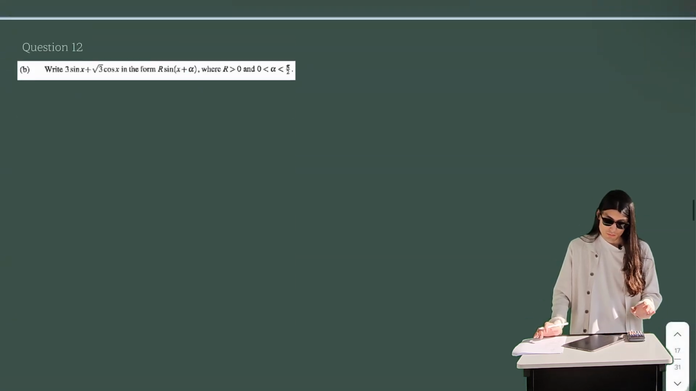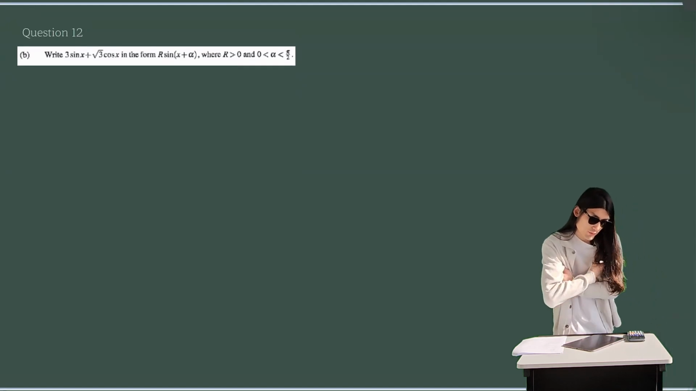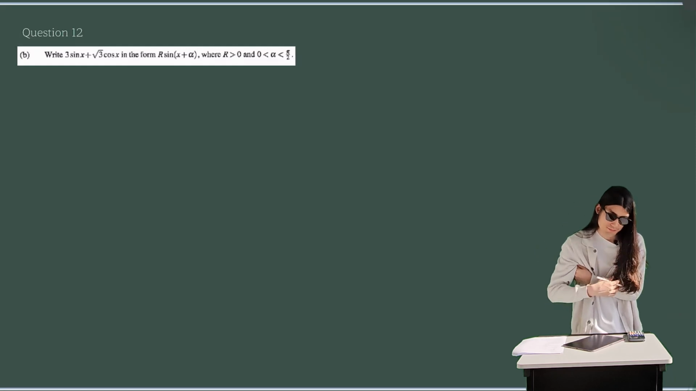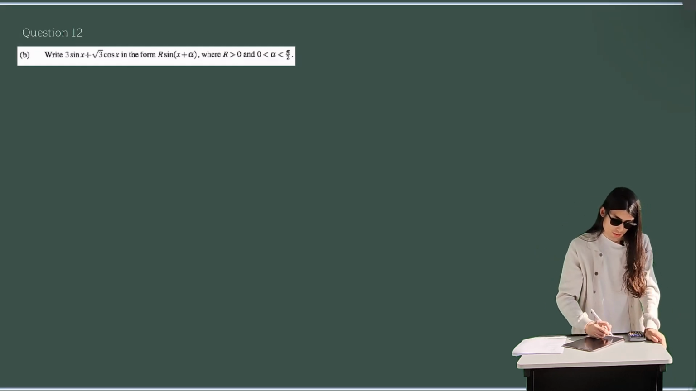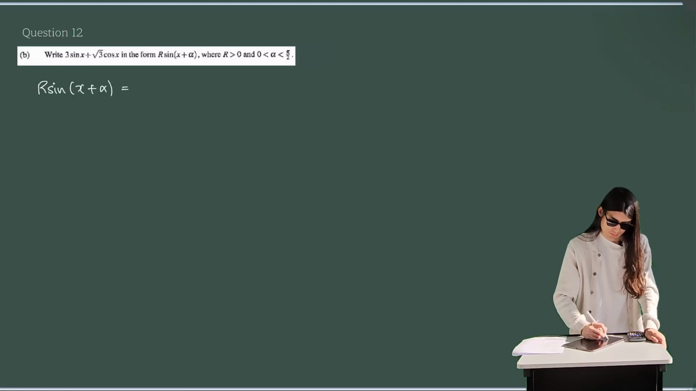12b. Trigonometric transformation. Write 3 sine x plus root 3 cos x in the form r sine of x plus alpha. Okay, so we know that r sine of x plus alpha, by the compound angle formula, is that.